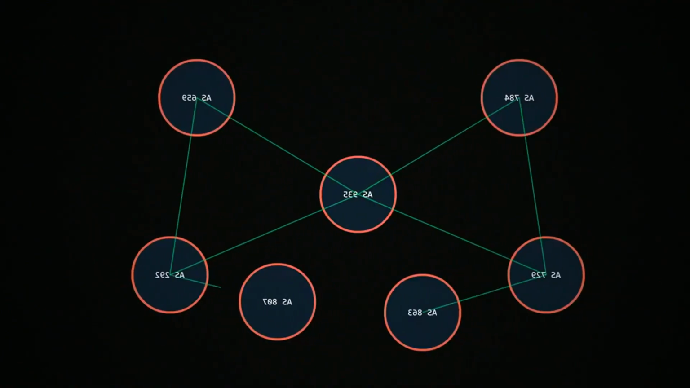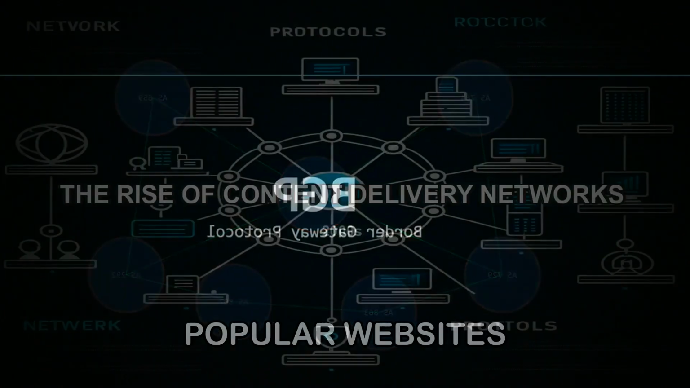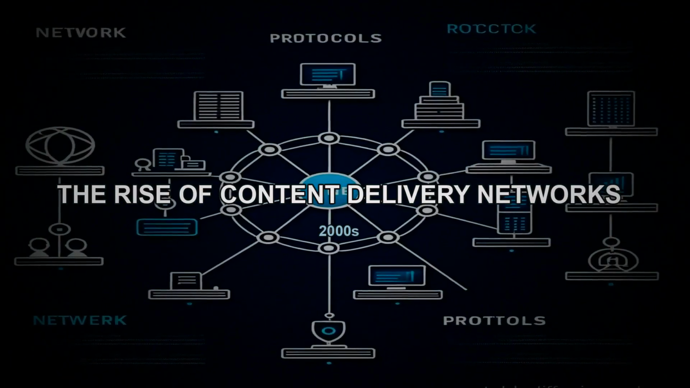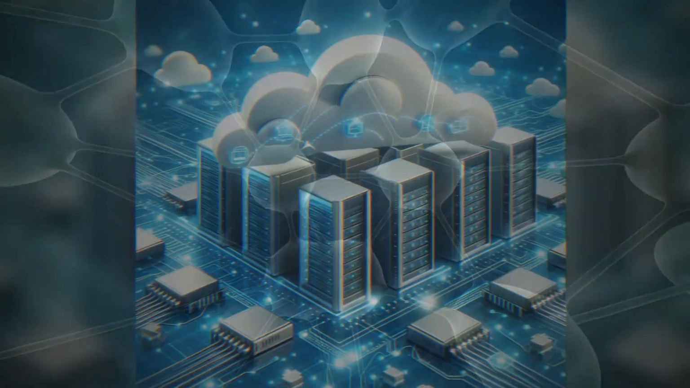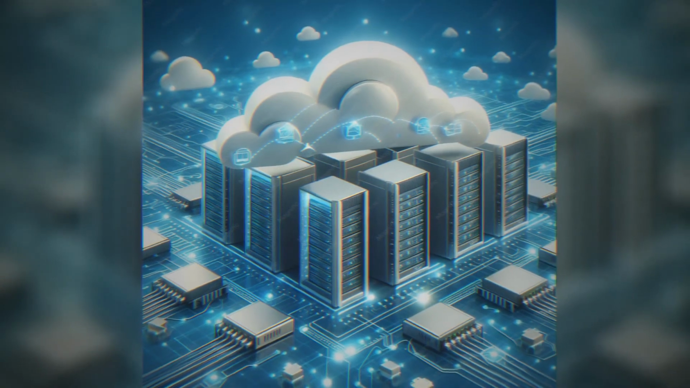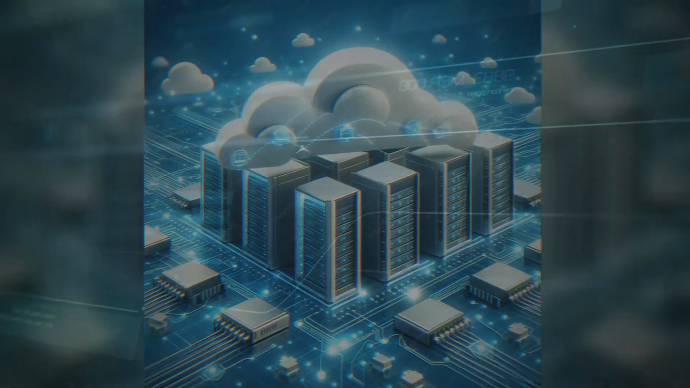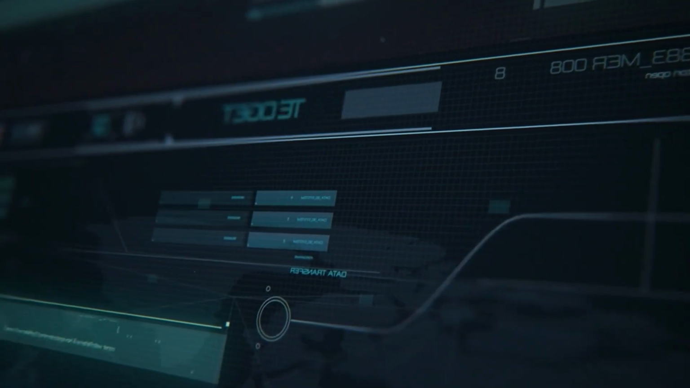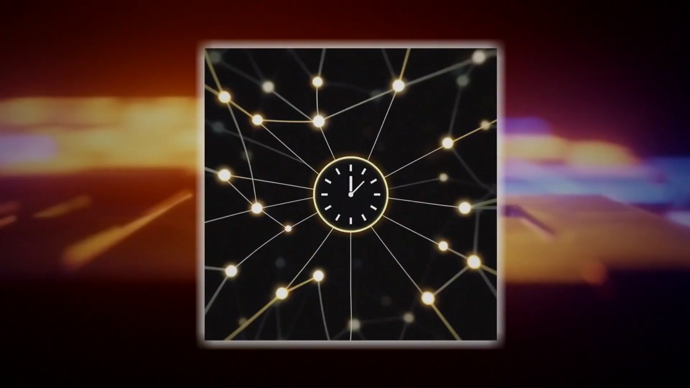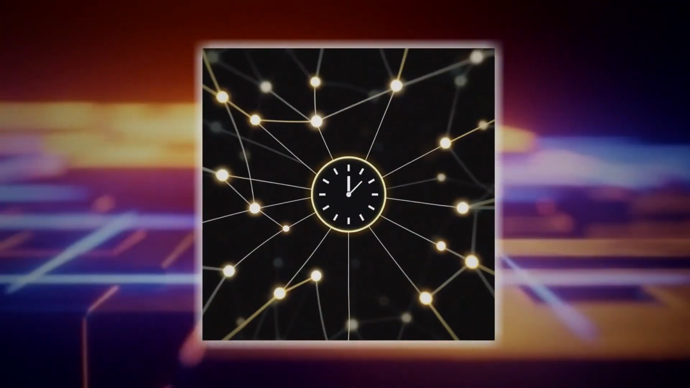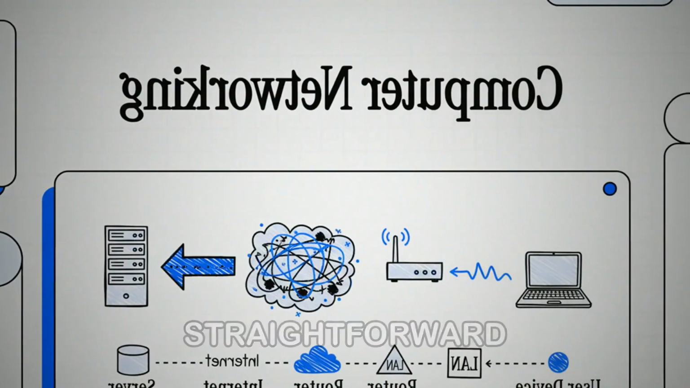But for many websites, especially popular ones, the response comes from a content delivery network, usually called a CDN. A CDN is a system of servers distributed around the world, each one holding copies of the same content. When your request arrives, the CDN routes it to whichever server is closest to you, either geographically or in terms of network distance. The idea is straightforward.